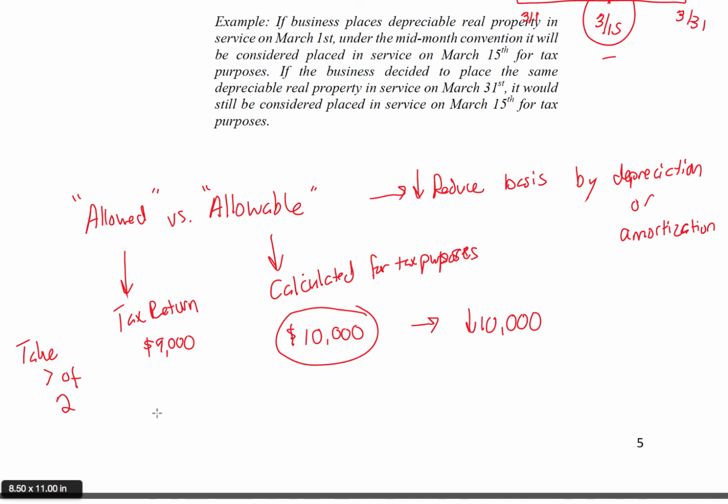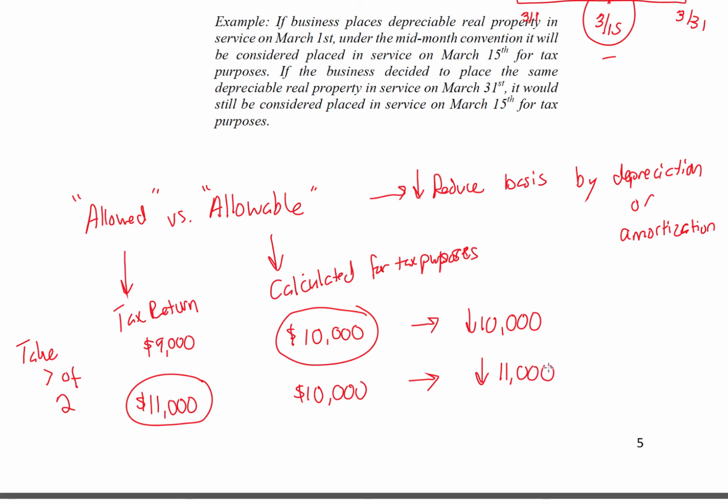But what if you did the opposite? What if you took $11,000 on the tax return, but you were only allowed to take $10,000? Basically this goes to errors. Well, under law, you take the greater. I even caught myself there, I started to circle the wrong one. We take the greater of the two, right? $11,000 is greater. So here, the basis will be reduced by $11,000.